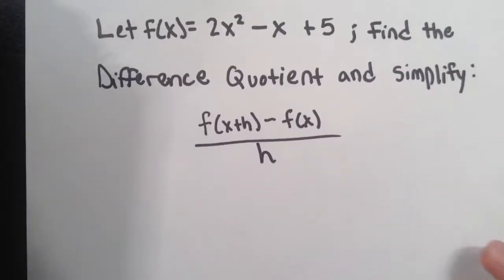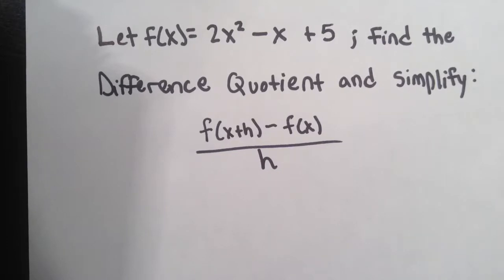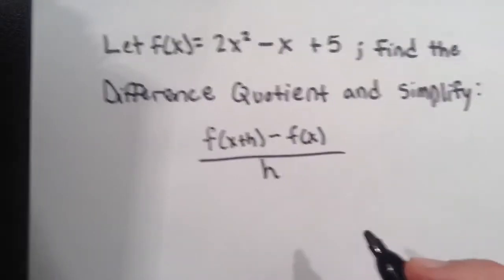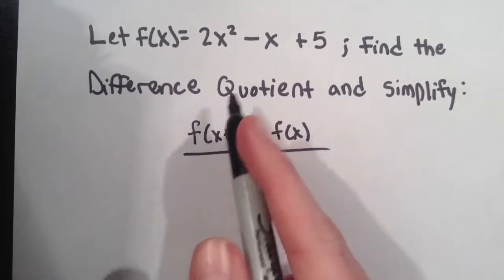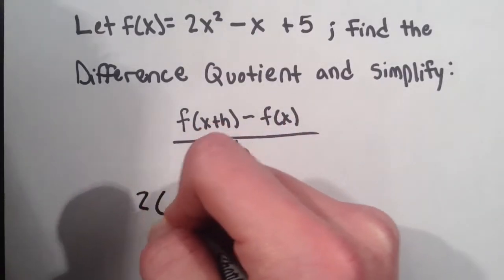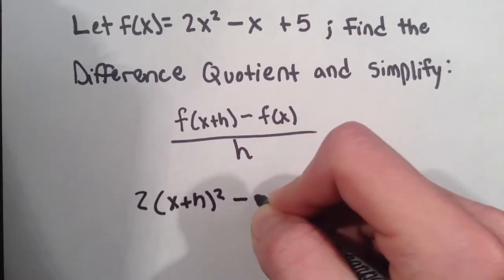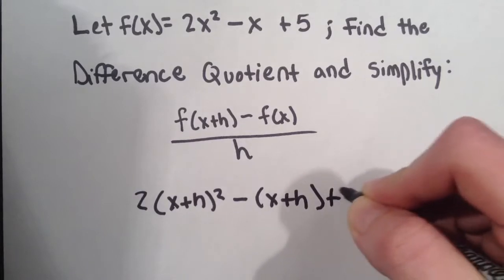Alright, for this example, we're going to be doing a quadratic function in which f of x equals 2x squared minus x plus 5. And you're going to want to do the same thing as the last ones, and plug in x plus h everywhere you see an x. So here we're going to plug in 2 times the quantity x plus h squared, minus (x plus h), plus 5.